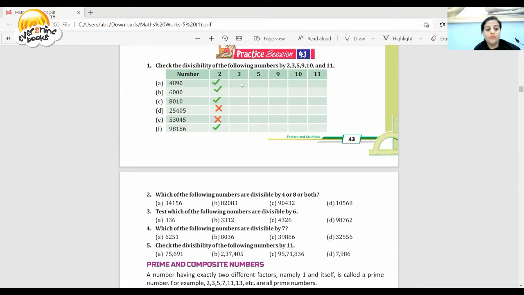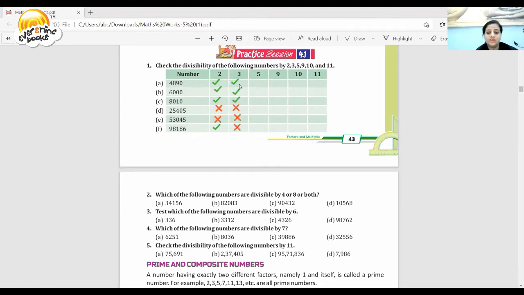Now what about 3? For 3, the digits of the number are added and we check its divisibility. Here it is divisible because 6 is there. But where 5 is there, here it is not divisible. Cross, cross, and cross like this.